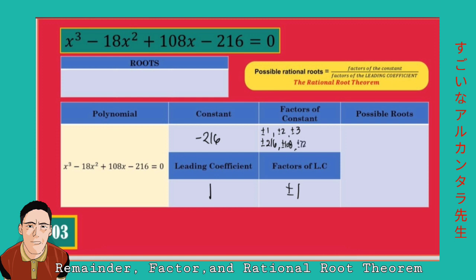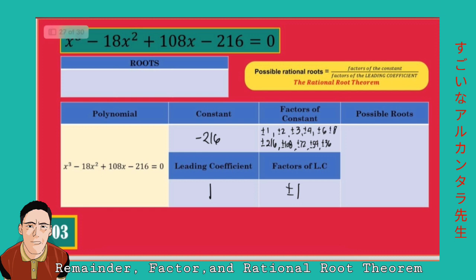After 3, what's next? We can do positive, negative 4. So 216 divided by 4, we have positive, negative 54. Is 5 possible? No, 6? 6, yes, sir. 6 is possible. So 216 divided by 6, you're gonna have positive, negative 36. Is 7 possible? No. Is 8 possible? Yes. So positive, negative 8.